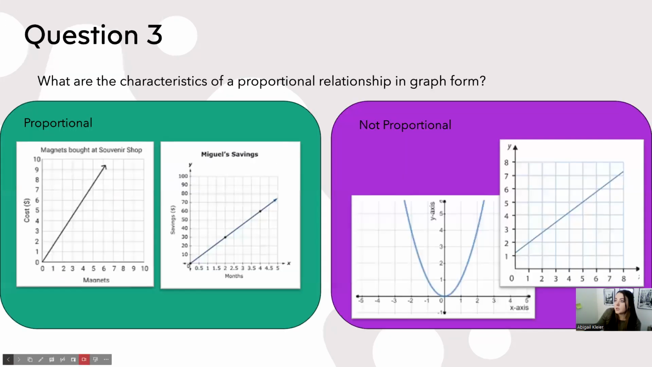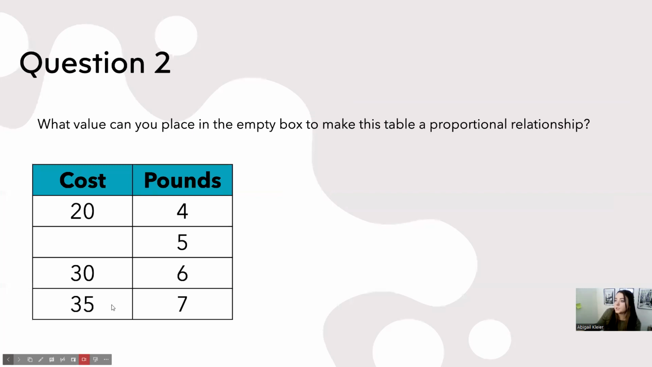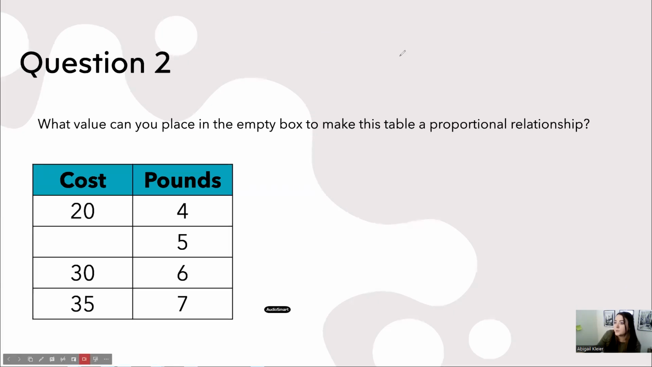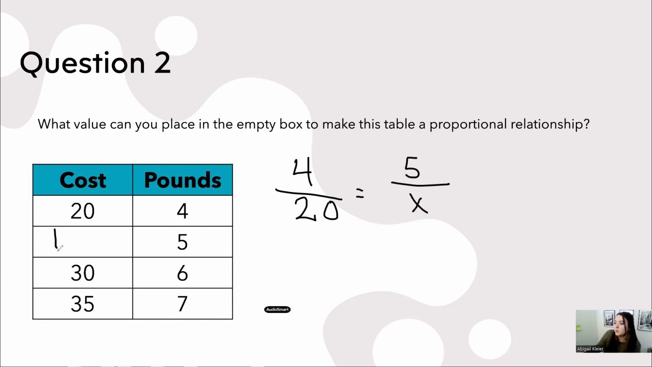And now we can go to question number 2. Question number 2, what value can you place in the empty box to make this a proportional relationship? So in order to create a proportional relationship, I am going to set up a proportion. I have 4 over 20 equals 5 over the unknown value. So we're trying to figure out what value can be put in here.